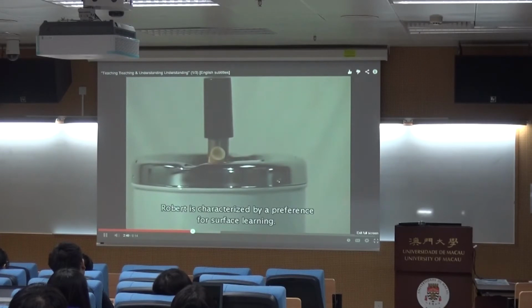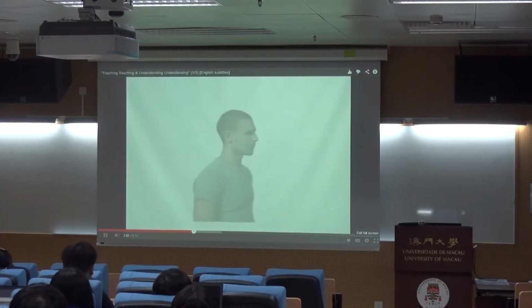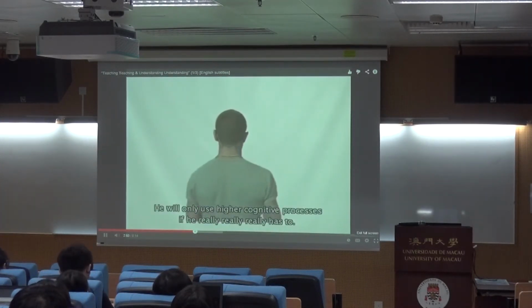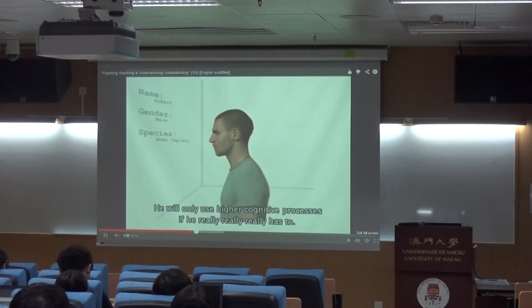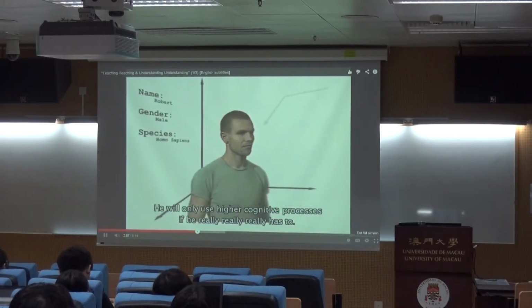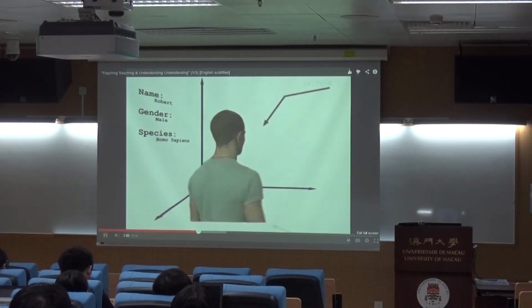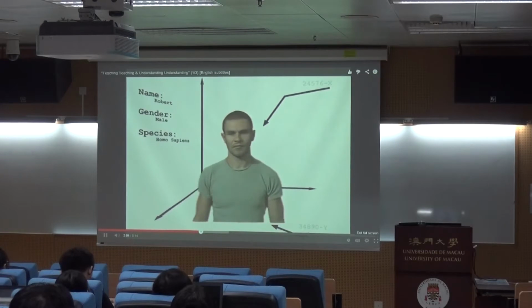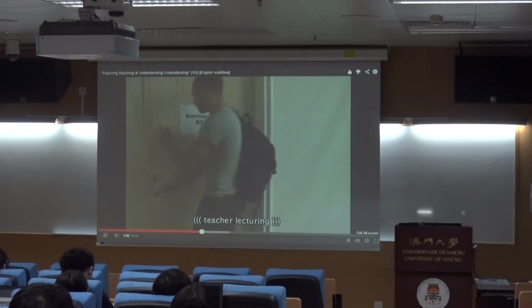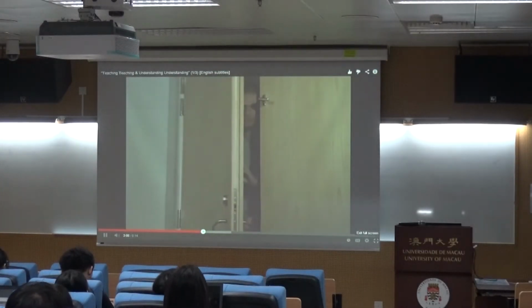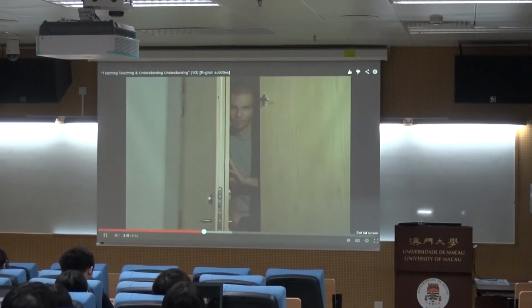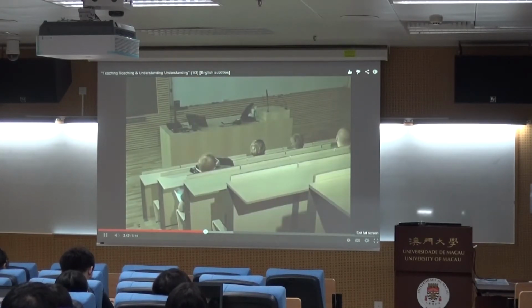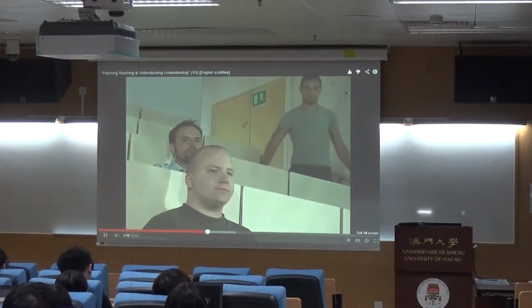Robert is characterized by a preference for surface learning. He will only use higher cognitive processes if he really has to. He will cut any corner in achieving his goal with minimum effort. So I'm sure we can all see that the familiar structure of a finite automaton can easily be interpreted as a labeled transition system where the configuration is simply the states of the automaton.